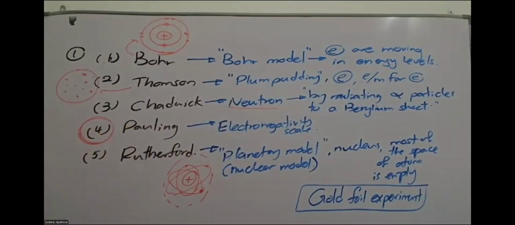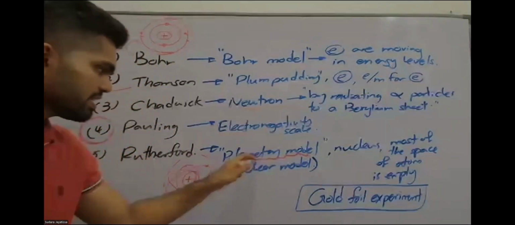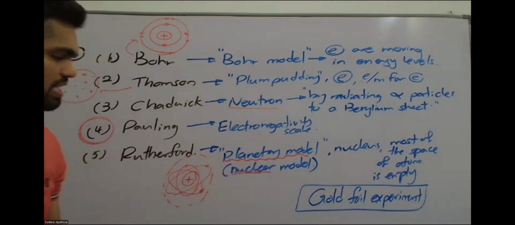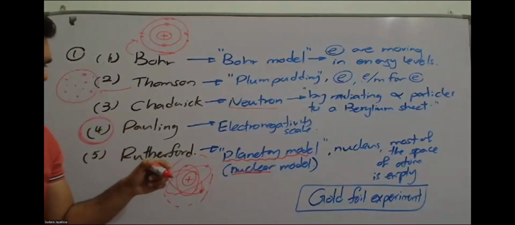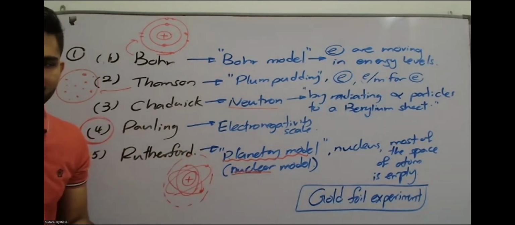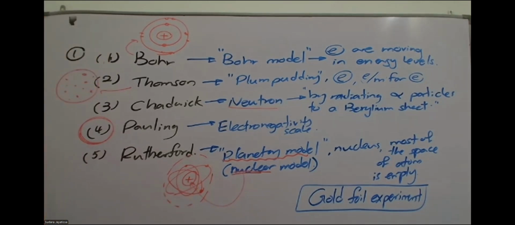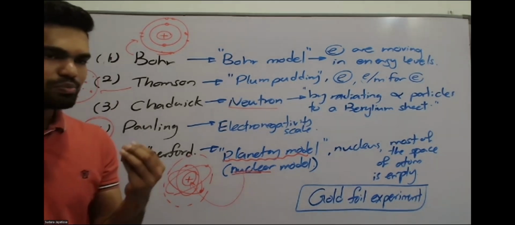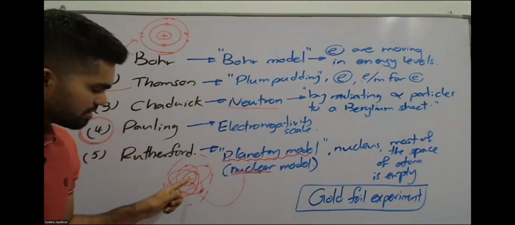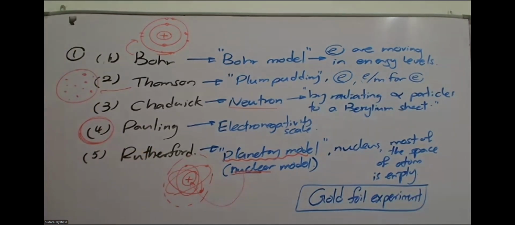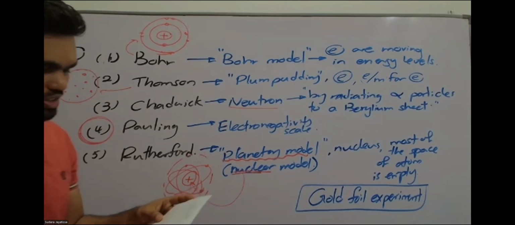I told you in the beginning we used the term planetary model. But it is called the nuclear model as well because it is the first model which introduced the nucleus. You remember? Therefore this is called the nuclear model also. The nucleus concept, that small dense part right in the middle of the atom, was developed by Rutherford.